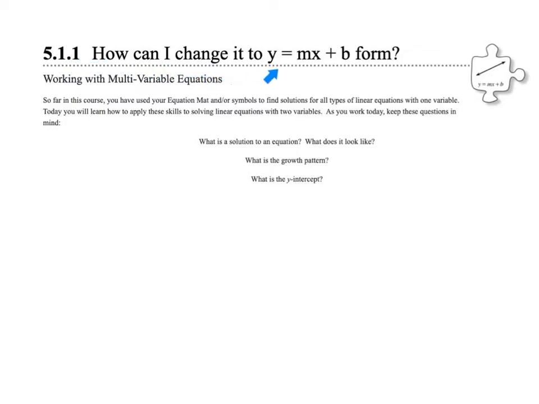How can I change it to y equals mx plus b form? Working with multivariable equations. So far in this course, you've used your equation mat and/or symbols to find solutions for all types of linear equations with one variable. Today you will learn how to apply these skills to solving linear equations with two variables.